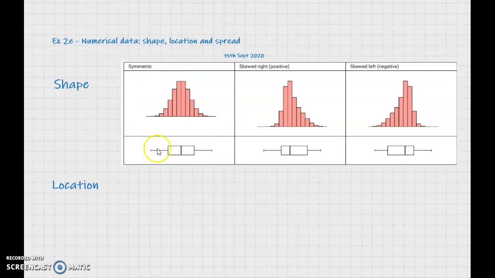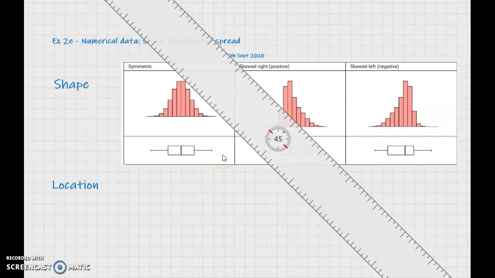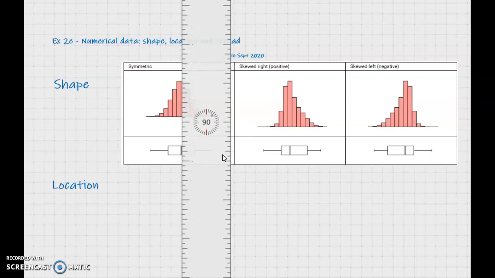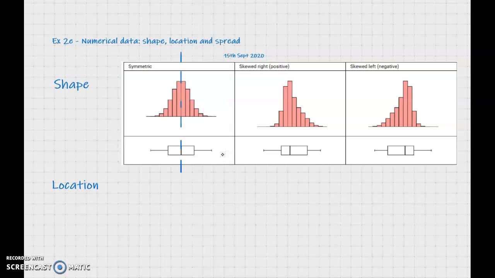Either it's symmetrical, which means if you cut it in half, and let's say we put a line here to represent cutting it in half, right down there, you can see that either side of that dotted line is a mirror image of each other. Now that's perfectly symmetrical. It can also be approximately symmetrical, which means it's more or less the same, but not perfectly.